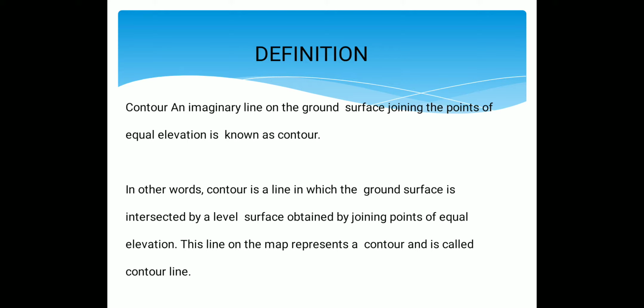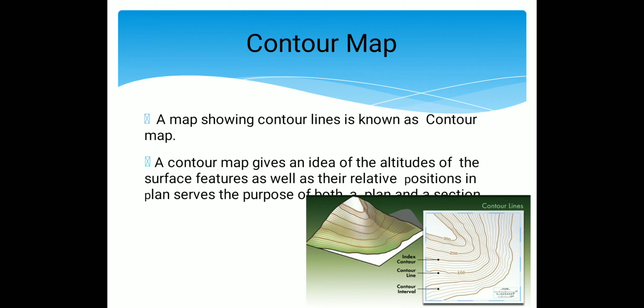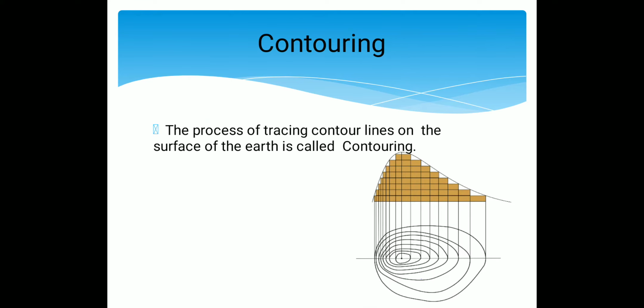This line on the map represents a contour and it's called a contour line. A contour map: a map showing contour lines is known as a contour map. A contour map gives an idea of the altitudes of the surface features as well as their relative positions in plan, and serves the purpose of both plan and elevation. Contouring: the process of tracing contour lines on the surface of the earth is called contouring.